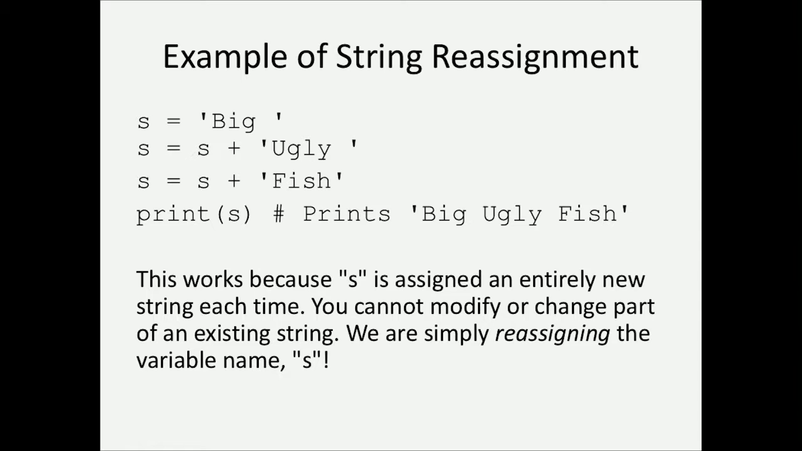It does it again. It says s is now reassigned again, assigned a new value that includes the string fish. You put it all together, let's print it. So we say print, open paren, s, close paren. What will it do? It will print big ugly fish. And again, it works not because we're changing string data, but we're simply reassigning s a new value over and over and over. Very important point in Python.